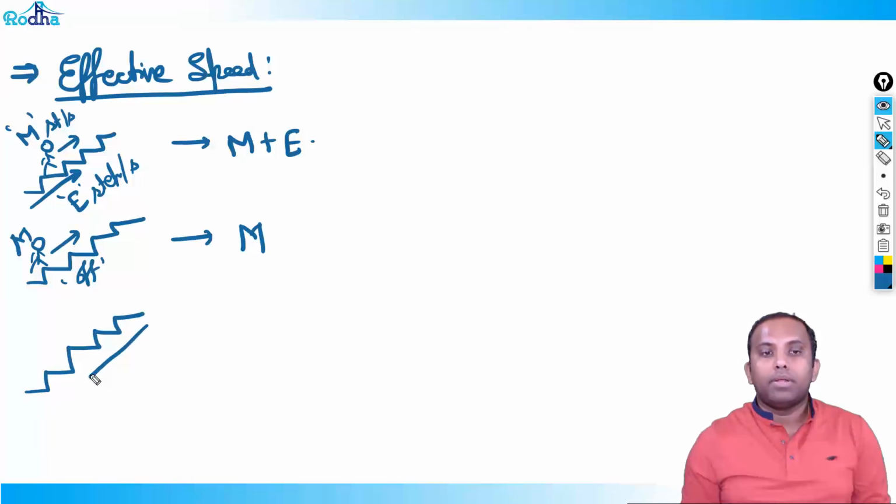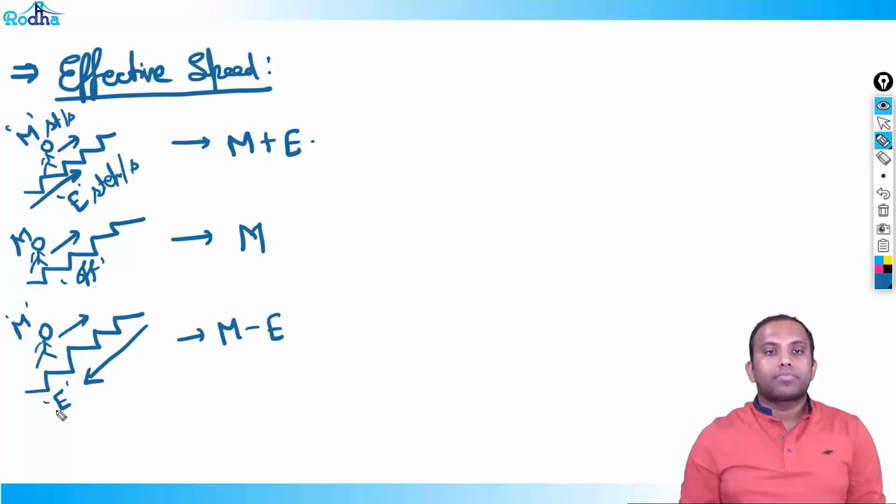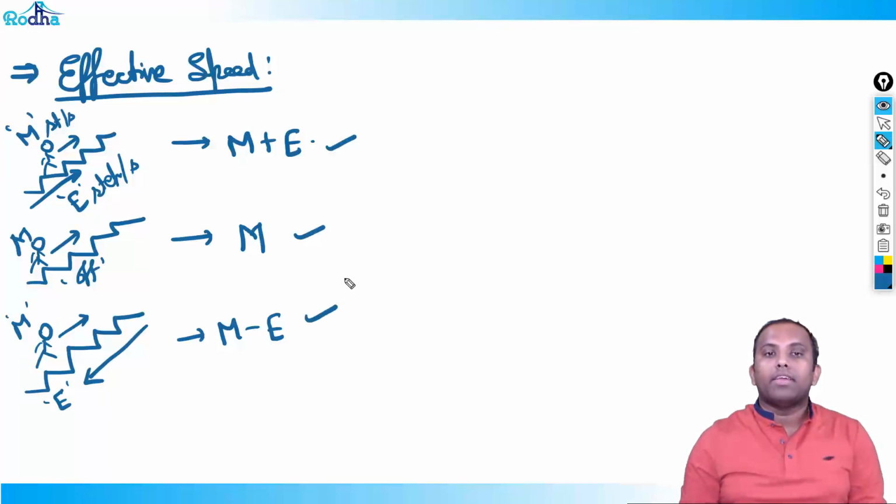In the third case, the escalator is coming downward and the man is going upward. The man's speed is again m steps per second, and the escalator's speed is again e steps per second. So what is the effective speed? M minus e. That means m plus e, m, and m minus e.